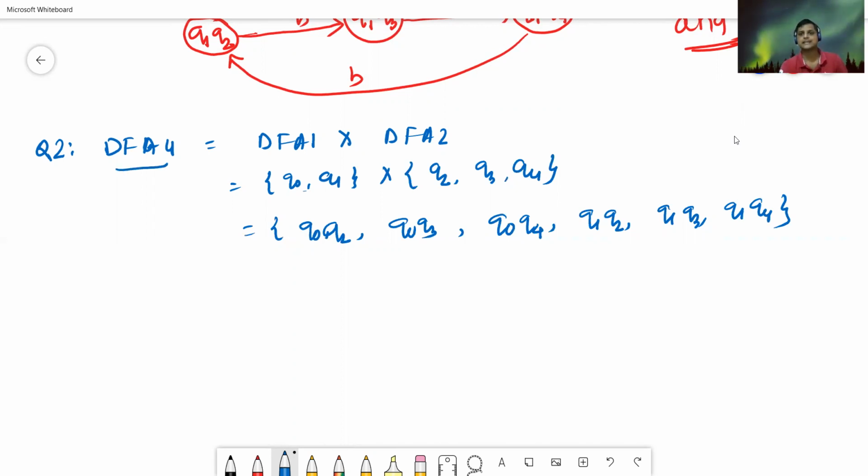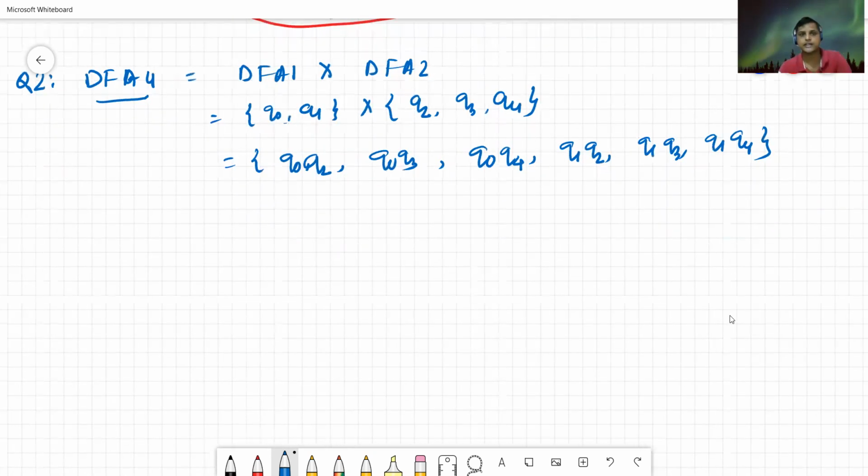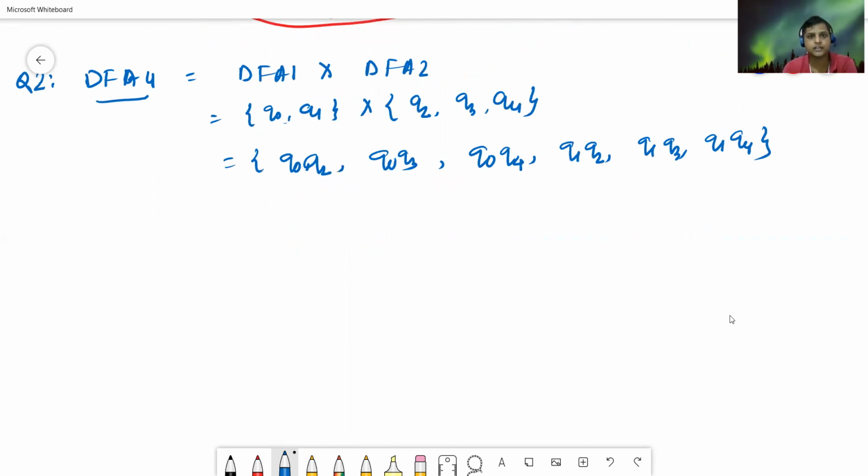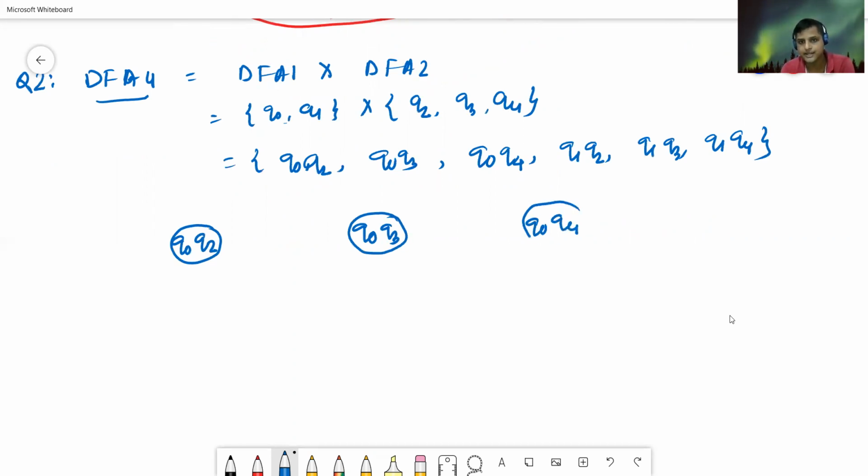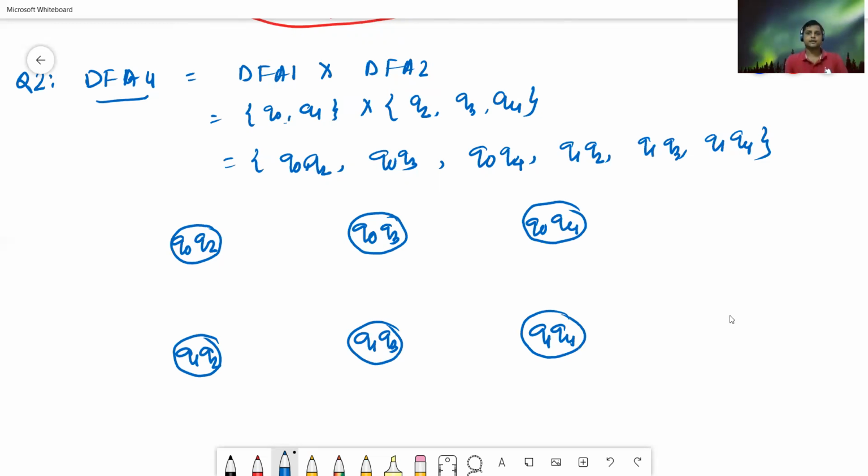Means these states are equal to those of DFA 3. So now we'll put all the states. Q0, Q2, this is the first state. Then Q0, Q3, this is the second state. Then Q0, Q4, this is the third state. Then Q1, Q2 is the fourth state. Then Q1, Q3 is the fifth state. Then Q1, Q4 is the sixth state.